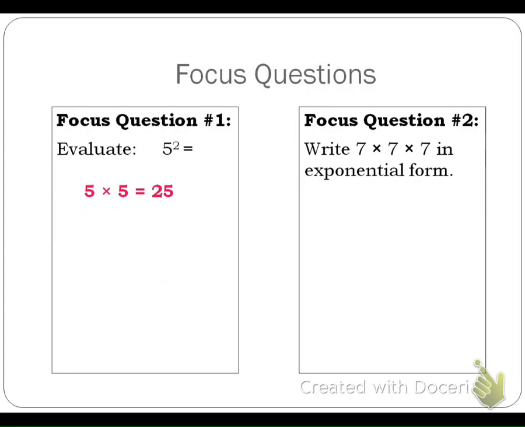To write 7 times 7 times 7 in exponential form, you would write 7 to the third. So the 7 is the base because that's the number that's being multiplied. The 3 is your exponent because it's being multiplied by itself 3 times.